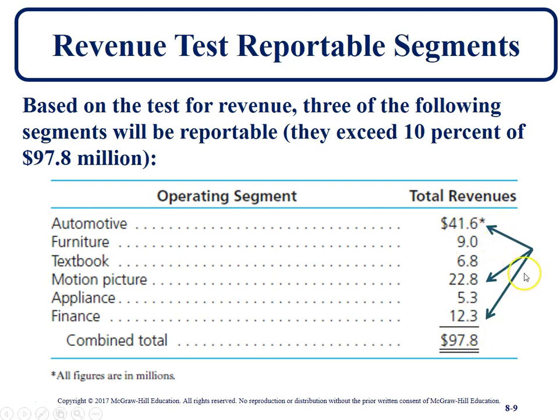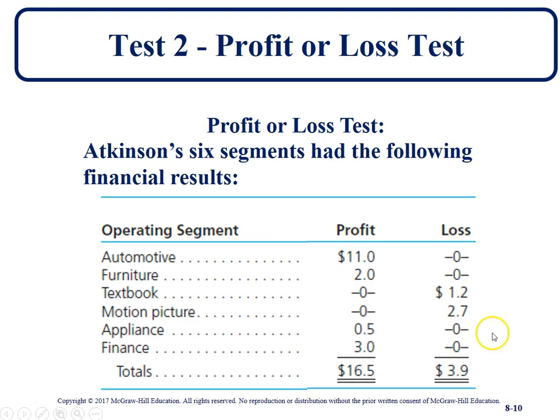Okay, and you're showing those. Those are the 3 segments because they all are greater than 10% of the total. Okay, now the profit and loss test. If we look at the profit for the entire business, the total profit is 16.5. The total loss is 3.9.